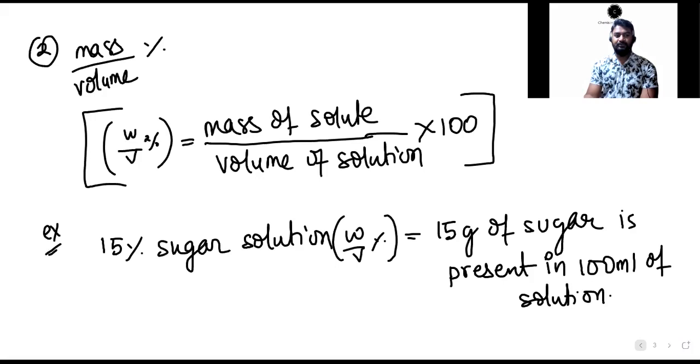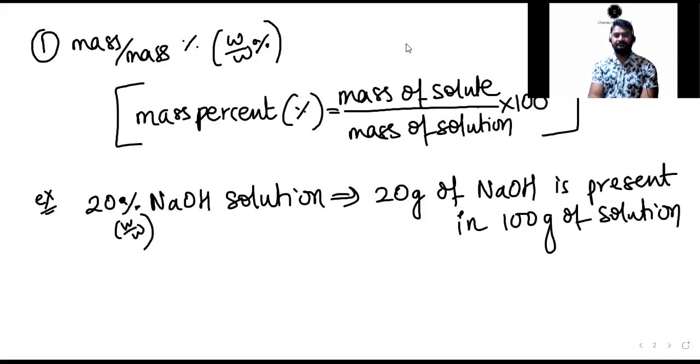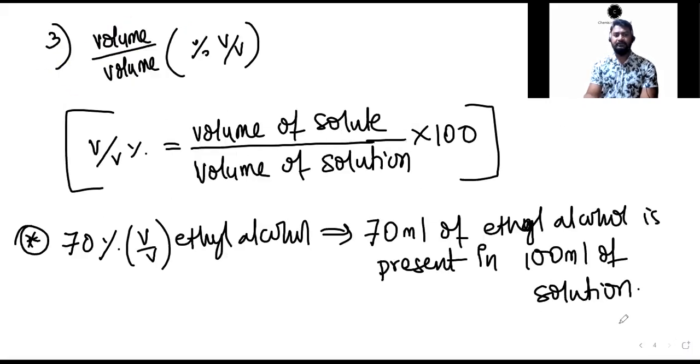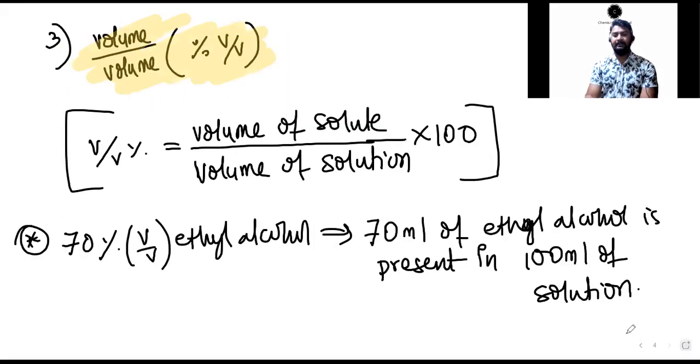Now, the first one is basically mass by mass. This is the one, mass by mass percentage. The second one is mass by volume percentage. The third one is volume by volume percentage. This is how we can do it: first one, second one, third one. Now the next term we have to study is molarity. Molarity is denoted by capital M.